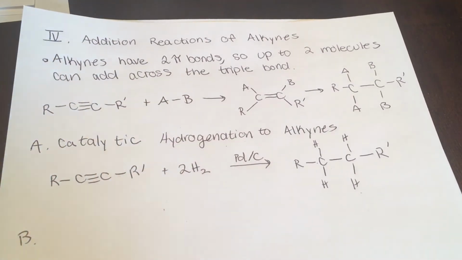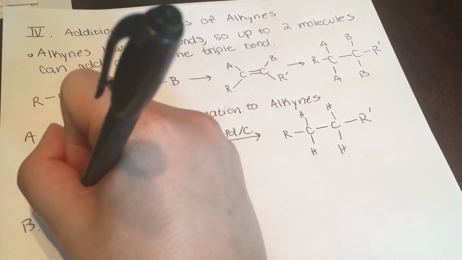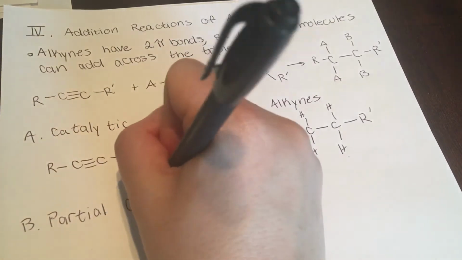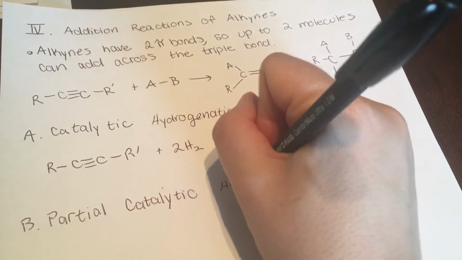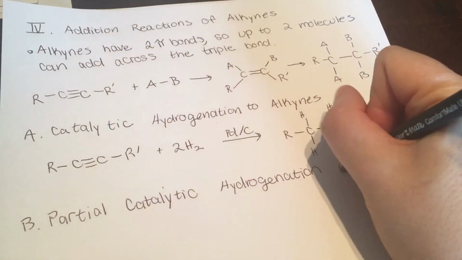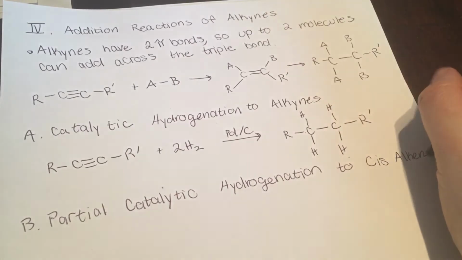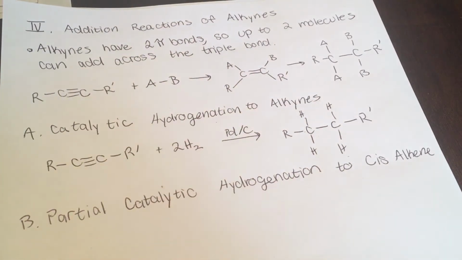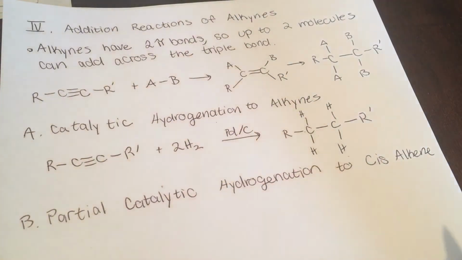So I'll label this as subsection B. This is called a partial hydrogenation, or partial catalytic hydrogenation. And this is going to form a cis alkene. Because remember, when we used palladium on carbon before, that was a syn addition. So it's still going to be a syn addition. The two hydrogens are going to get added to the same side.